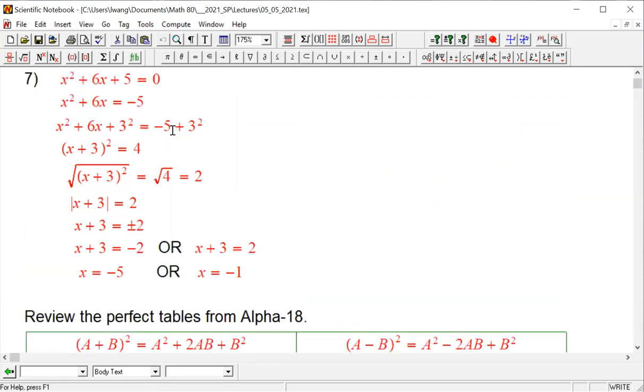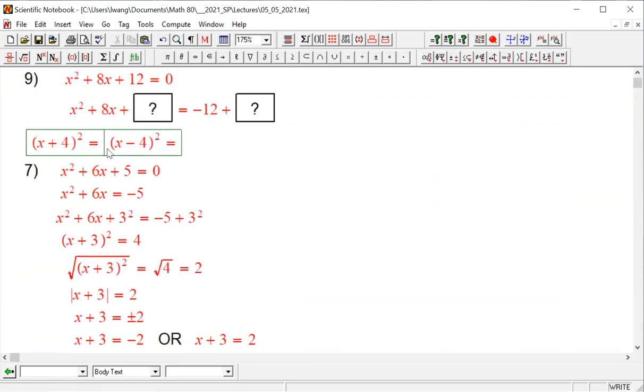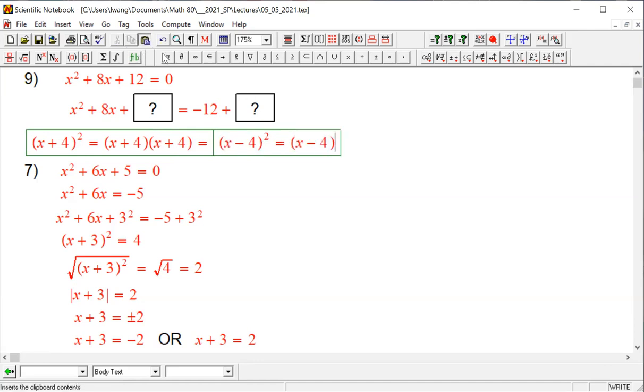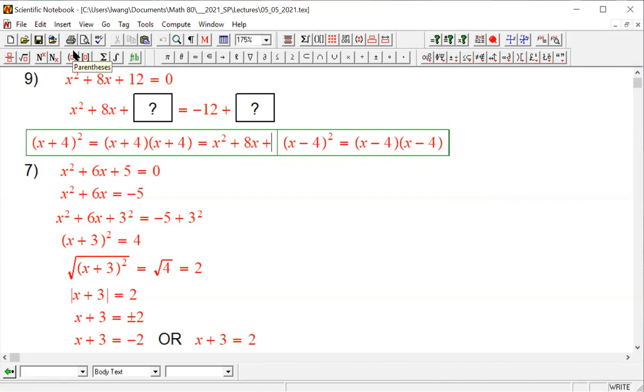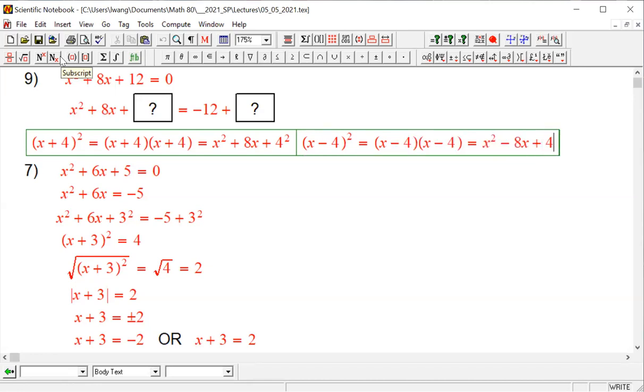Knowing this, that's x plus 4 times x plus 4, right? And over here, it's x minus 4 times x minus 4. And you FOIL that, you get x squared plus 8x plus 4 squared. And over here, you got x squared minus 8x plus 4 squared.